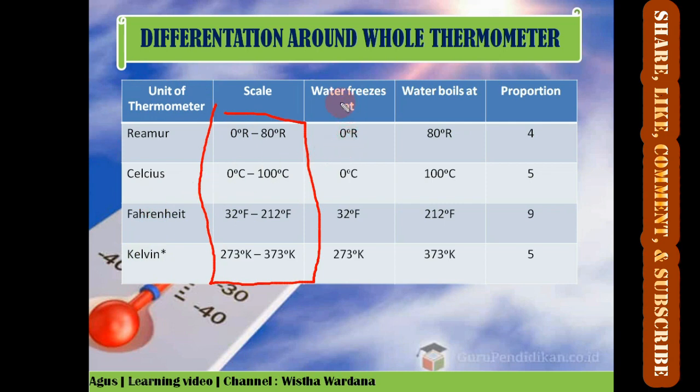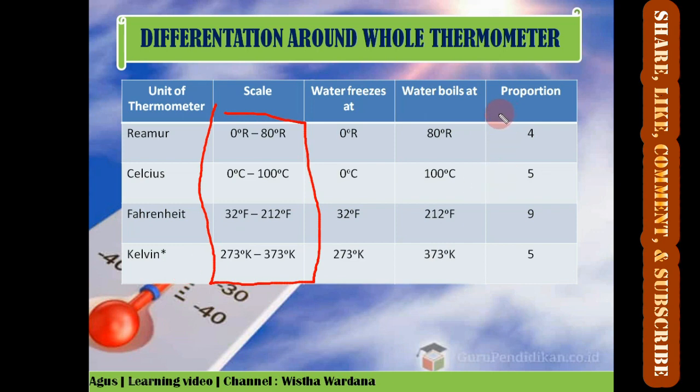And water freezes at 0 degrees for the Reaumur and Celsius thermometers. And then for the Fahrenheit thermometer, water freezes at 32 degrees. And in the Kelvin thermometer, water freezes at 273 degrees. So this is the value when you have water freeze. And then water boils at 80 degrees for the Reaumur thermometer, 100 degrees for the Celsius thermometer, 212 degrees for the Fahrenheit thermometer, and 373 degrees for the Kelvin thermometer.